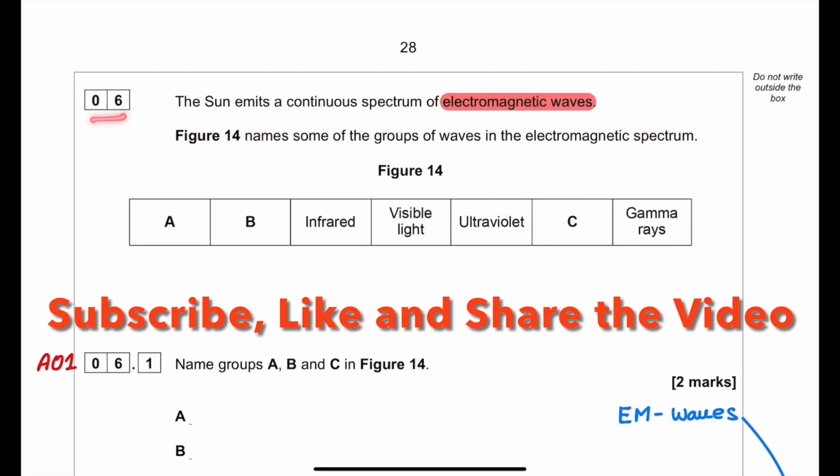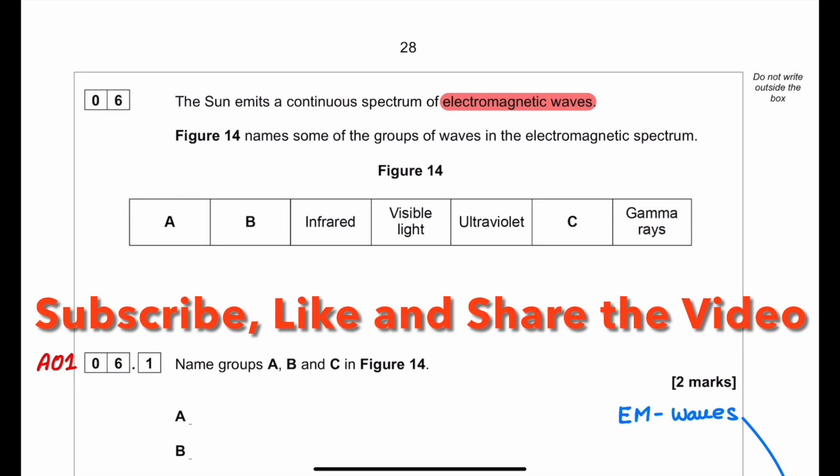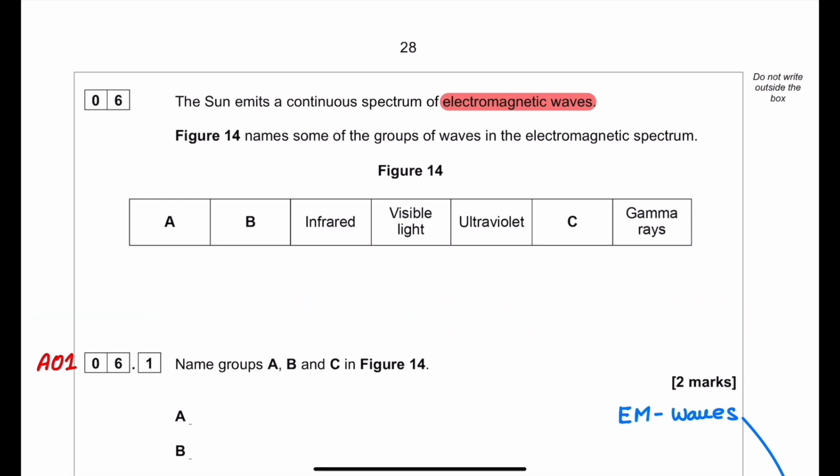Question number 6. The sun emits a continuous spectrum of electromagnetic waves, meaning EM waves. Figure number 14 names some of the groups of the waves in the electromagnetic spectrum. We can see here we have infrared radiation, visible light, ultraviolet radiation, and gamma rays.